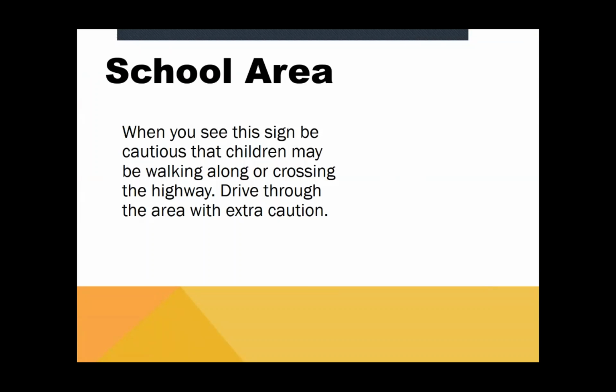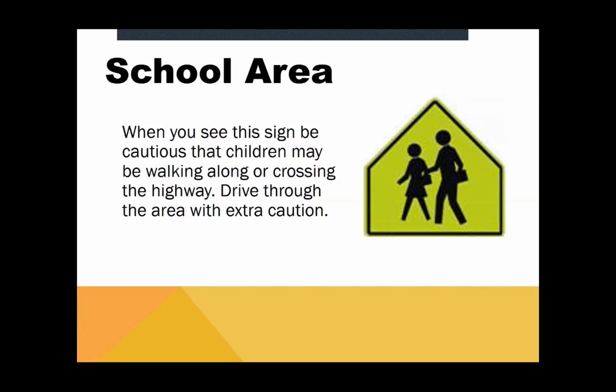Okay, school areas. Again, you may very likely be asked a question on your test about school zones and school areas. When you see the sign, you must be cautious that children may be walking along the crosswalk or even a highway in rural areas. You often have schools located right on a highway. So you've really got to pay attention when you're in those school area zones and to which speed limit you need to go through. Most of the time it's going to be 30 kilometers an hour unless they tell you otherwise. But when you're driving through these areas, you have to be extra cautious.